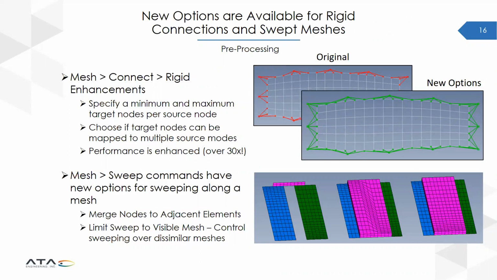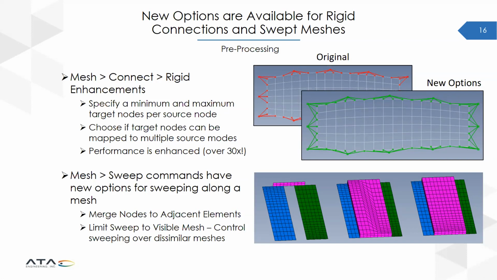So you can see originally, each element is attached to 3 or 4 target nodes. But now with these new options, we can say that you want each one attached to at least 5, for instance, and you can have target nodes end up in multiple source elements. In addition, performance is going to be enhanced. So in some cases, it'll be 30 times faster than before.